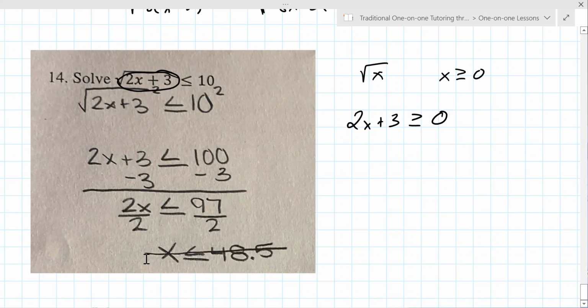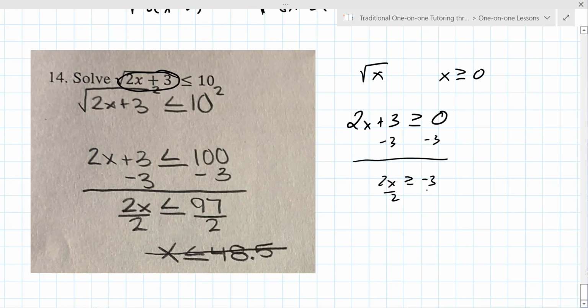But think about, let's just say x is negative 10. 2 times negative 10 is negative 20, plus 3 is negative 17. You cannot take the square root of that number. So there has to be a lower bound on this. And you get that by setting the inside part greater than or equal to 0 and solving for x.